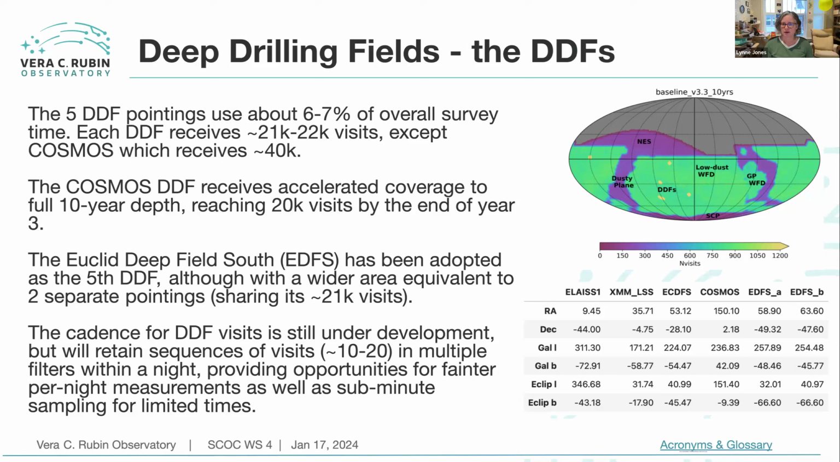But the idea is that by having that early completion of the Cosmos field, we get to understand what the other deep drilling fields will look like after 10 years. We understand just a lot more about how that processing is going to be able to be accomplished. The other special field is the Euclid Deep Field South. So that's been adopted as the 5th deep drilling field. There's been announcements about that. But it is actually 2 separate pointings because it's a bigger area. And so it doesn't get twice the coverage, still has about 20,000 visits, and they share these between the 2 pointings. So the cadence for these deep drilling fields is still under development. And this is part of the job of the Deep Drilling Task Force.